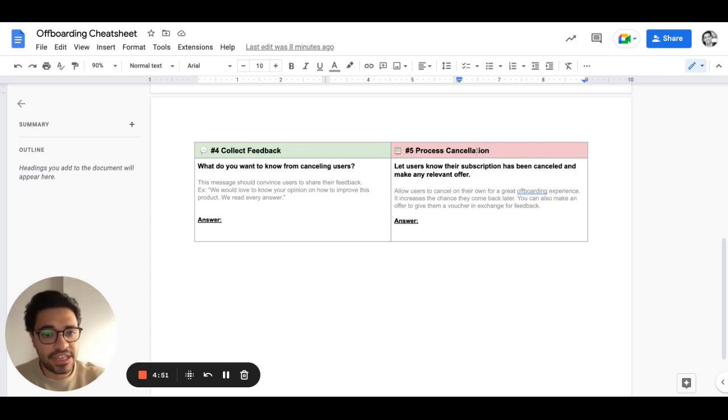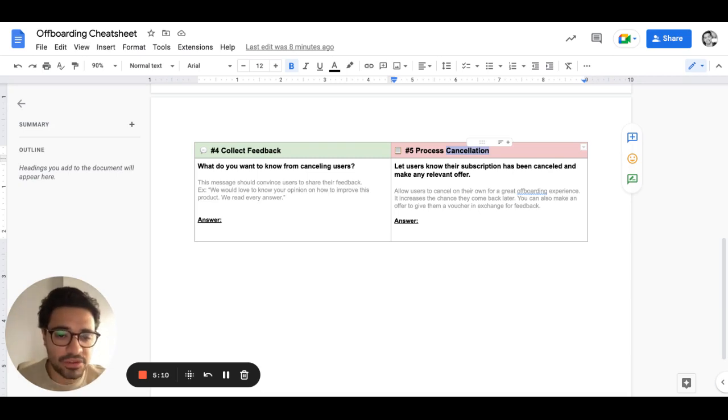And then five is process cancellation. This just means actually allow users to cancel. Don't be those people where after the five steps the users will still be subscribed and will then have to jump on a call with you to actually be able to cancel. This just creates a bad user experience and drives users away. So I would suggest that you just have a simple message.